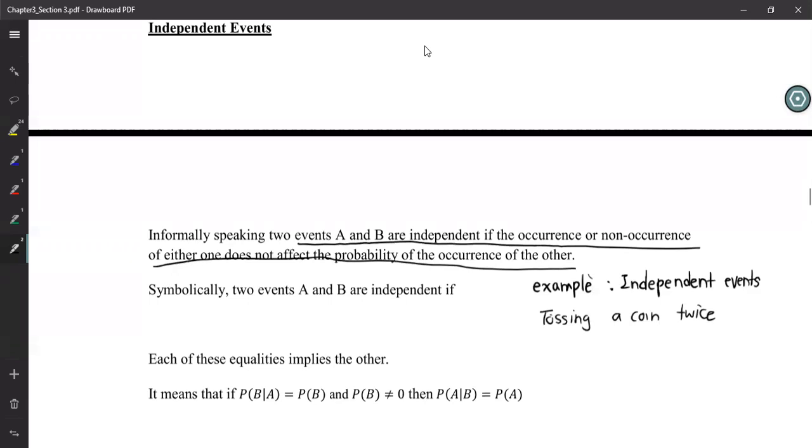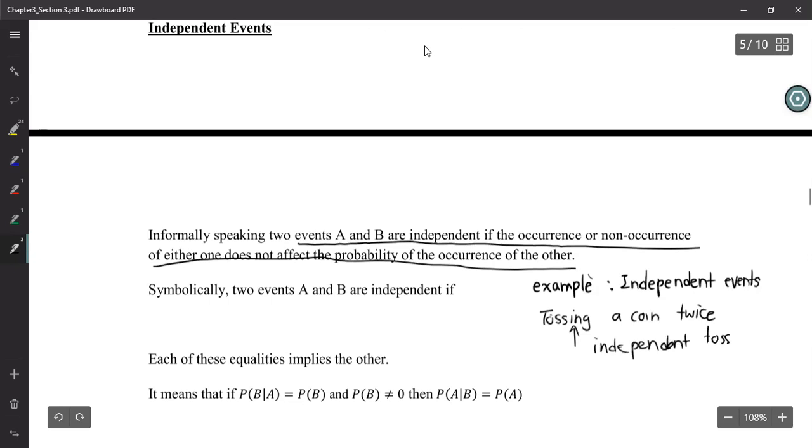When you toss for the second time, does the coin think, okay, I gave a head in the first toss, so I'm going to give a tail in the second toss? Will that happen? No, right? The coin cannot do something like that. The coin does not have any control on that. Whatever happened in the first toss, head or a tail, has nothing to do with whether you get head or a tail on the second toss. So these are independent events. These are called independent tosses.